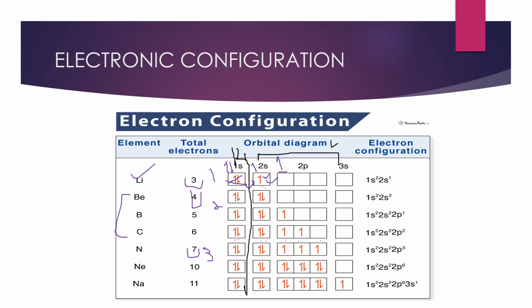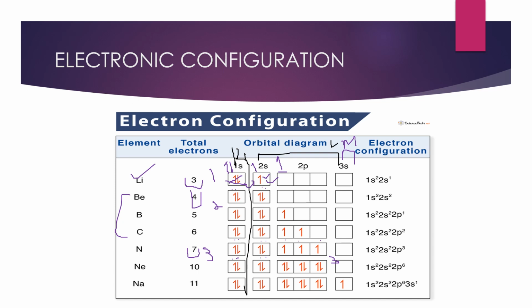After that, neon. For neon, we know that neon is a noble gas, so it does not have any valency. 10 means first 2, then second 2. Then after putting all these clockwise, we remain with 3. So we will put them anti-clockwise, so we get no valency. After that, if we talk about sodium, we have 1 valency, and it will be on the N shell also.